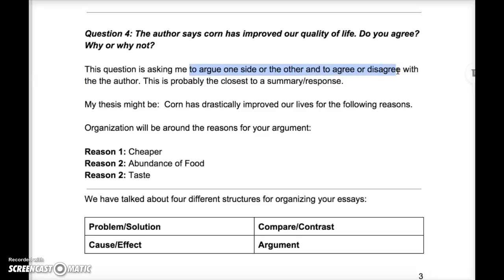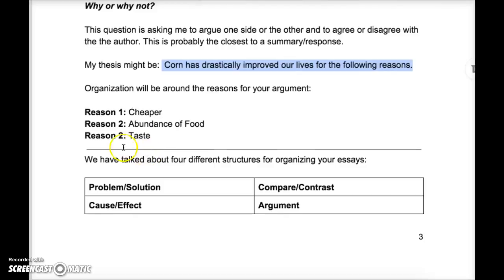So in this case, I want to take a side in my thesis, and I would say, I agree, corn has drastically improved our lives for the following reasons. So then the organization of my essay will be around these reasons, right? Reason 1, it's cheaper. Reason 2, it creates an abundance of food. It levels the playing field. Reason 3, it tastes really good too, okay? So I would organize this argument essay around reasons that prove whatever my own argument is, and relating it back to the authors as well.